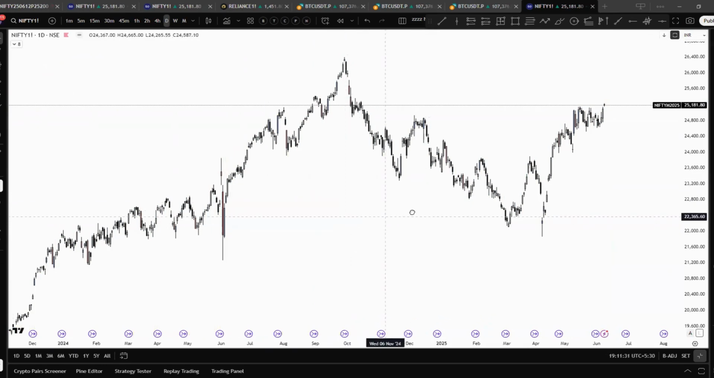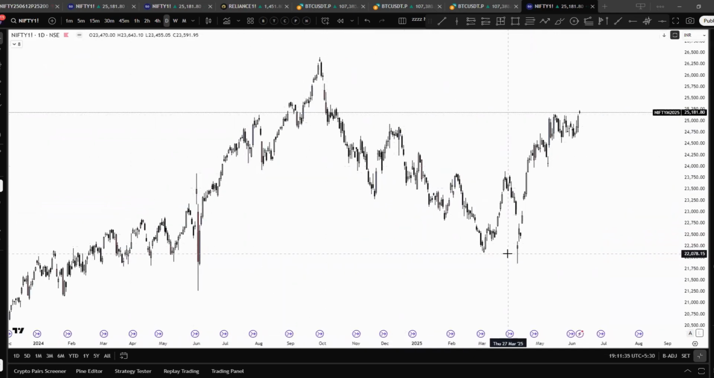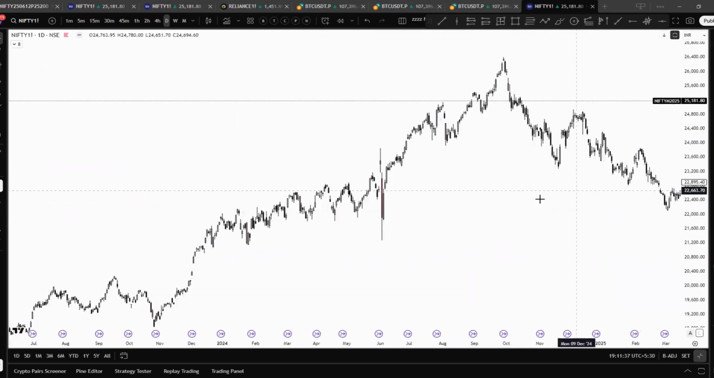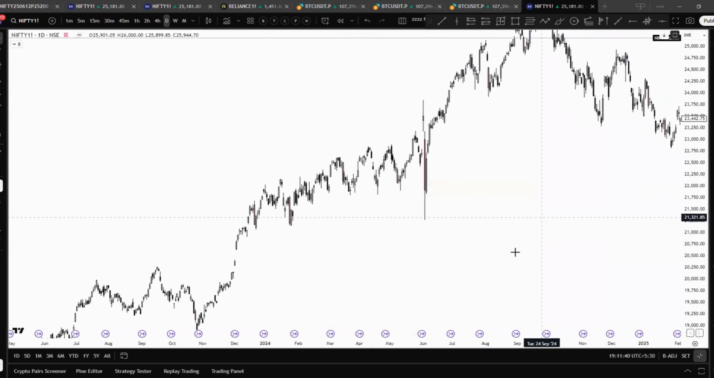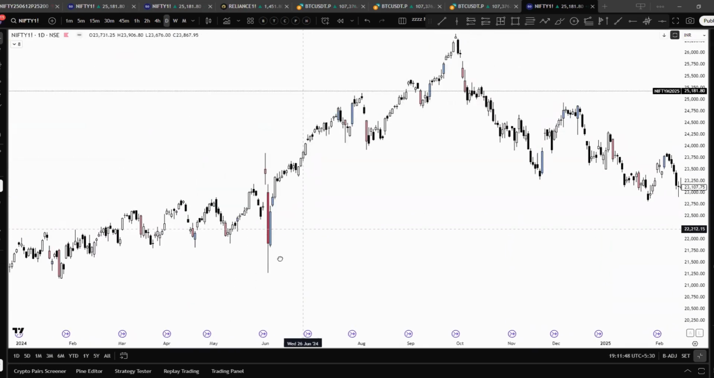So one can say it looks like a trend. Yeah, it sort of is, but let's zoom in. You can see this is sort of a balance. We went above the high and came back, sweeping the high. So this is sort of a balance.